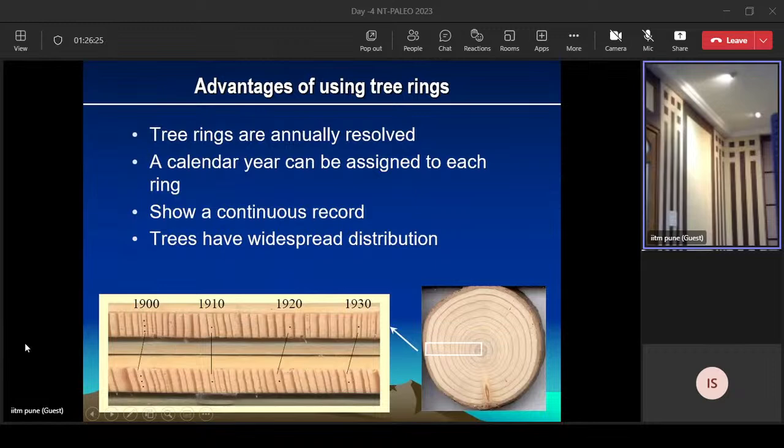What is the advantage of using tree rings? Tree rings are annually resolved. A calendar year can be assigned to each ring, and very precisely we can get rings. There is no doubt. They show a continuous record and widespread distribution. This is a very good advantage. But the only disadvantage is we can go up to 1,000 years very easily, 2,000 hardly, and beyond 2,000 very rarely.